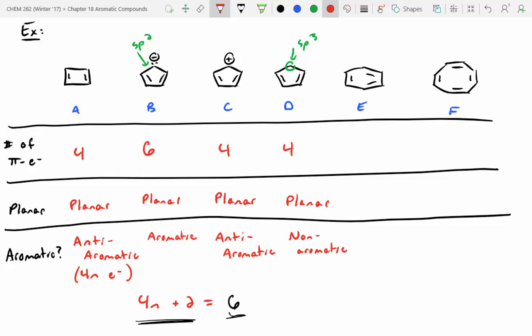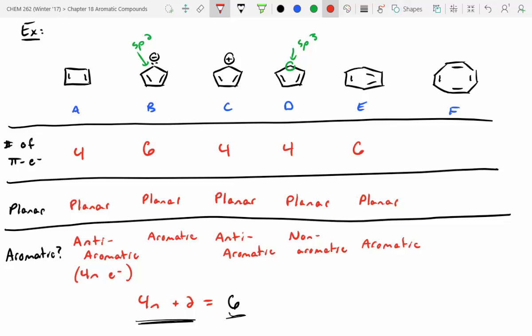All right. And then with E, we already did this one already. That's just benzene. We said it has 6 pi electrons. We know that benzene's planar. And we know that it's aromatic. All right, what about F?